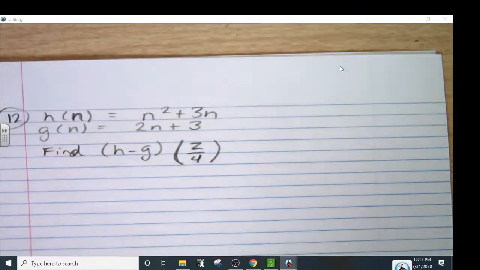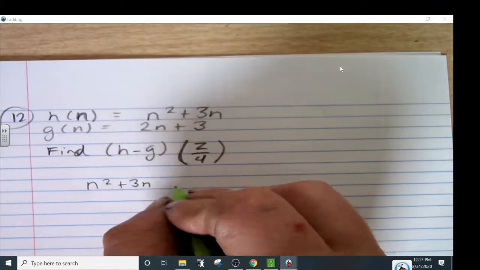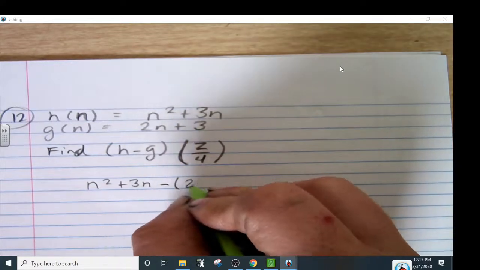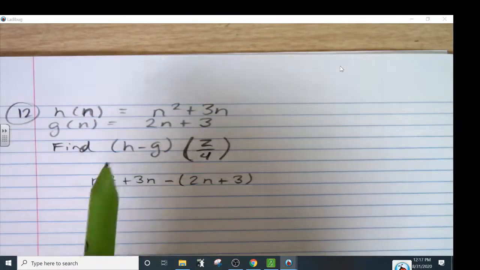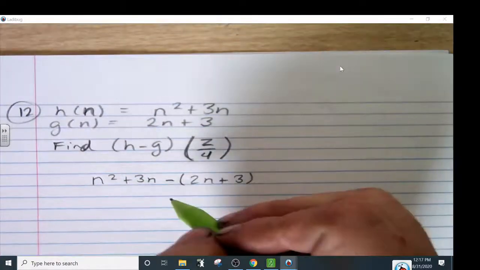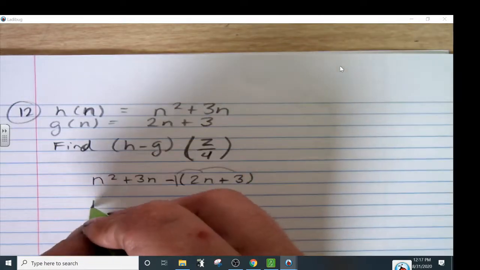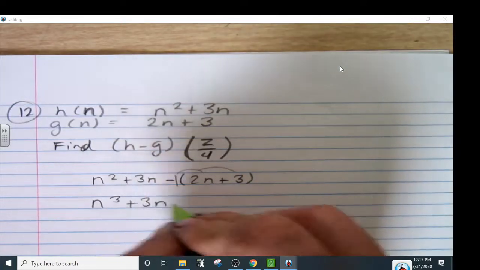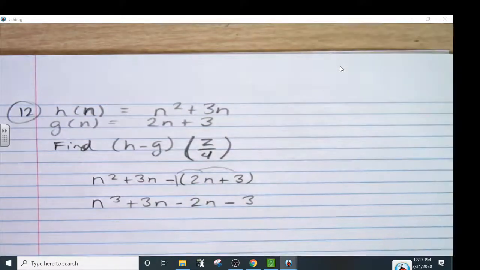All right, so we're going to do it like we normally do. We're going to do n squared plus 3n minus 2n plus 3. So you always want to do your operation first and get it cleaned up and get it to its lowest terms. Okay, get it completely as low as it'll go. So now what that's going to do, we can say that's a negative 1 there. We're going to distribute that negative 1, and that's n cubed plus 3n minus 2n minus 3.